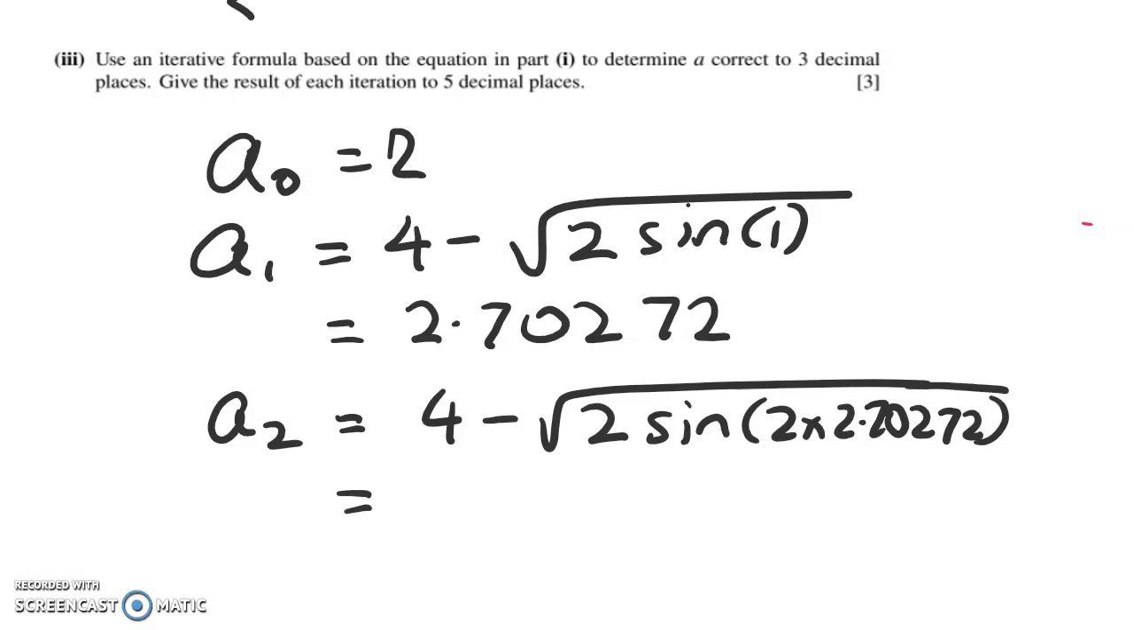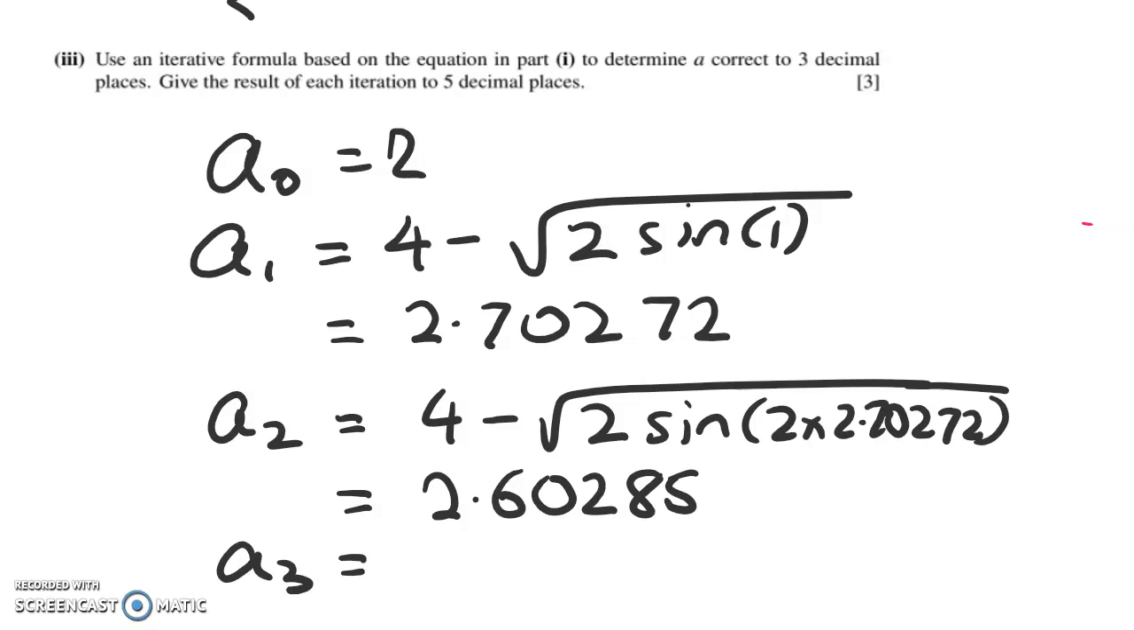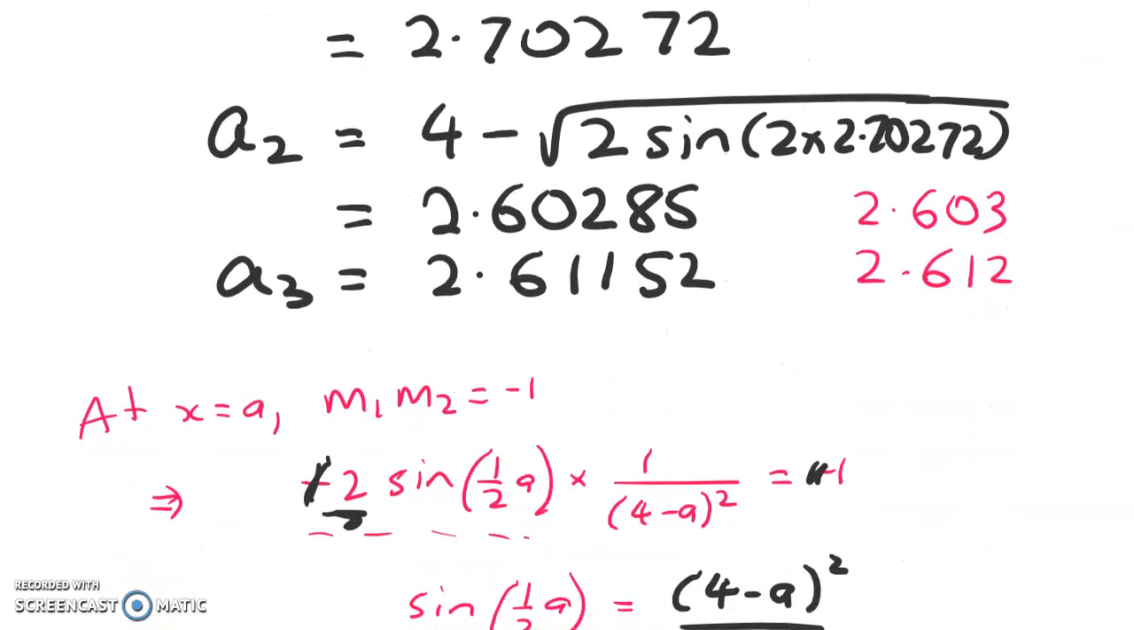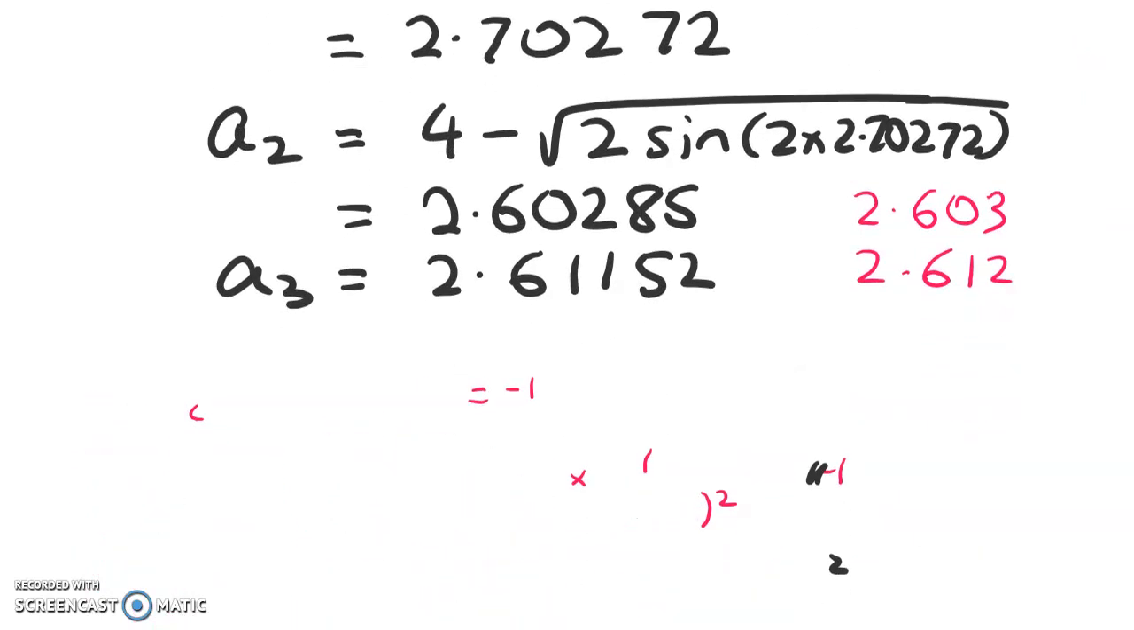Very boring. But actually this is what your calculator is doing in the background, right? So 2.60285, and we can keep on going, so we get A3, 2.61152. So remember, we want to round to 3dp in the end. So let's look at how close we're getting. We're getting 2.603, 2.612, and then I just have to do a couple more steps, and you see it converging pretty quickly here.